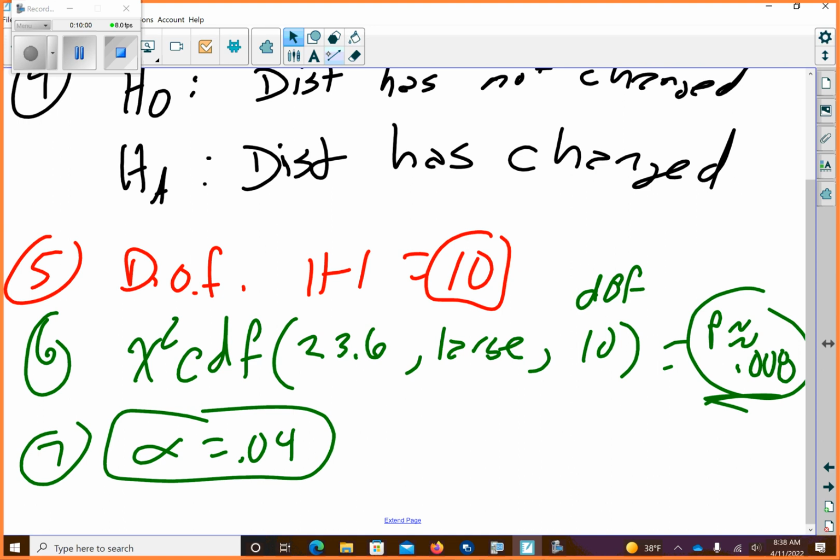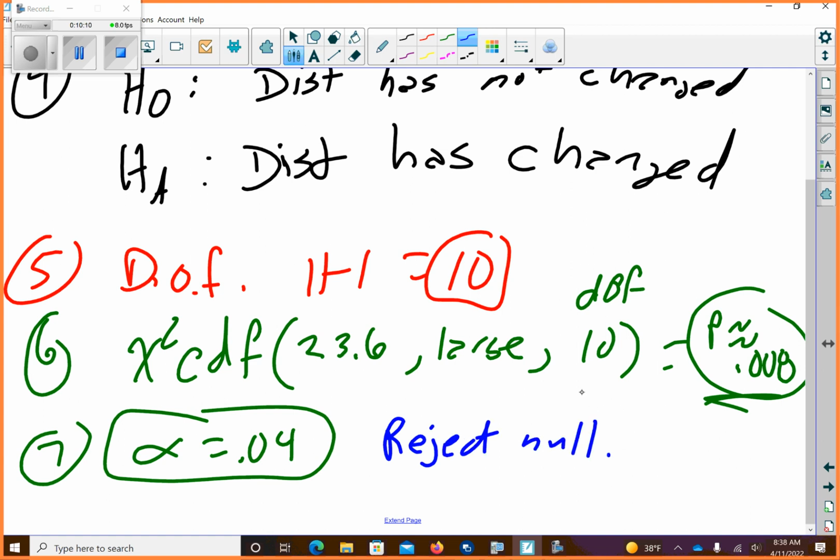So with that 0.04, we can say we reject the null and we find strong evidence that the distribution has changed.